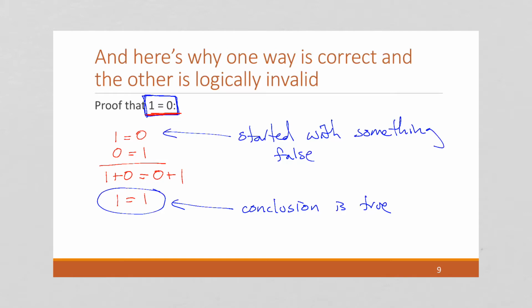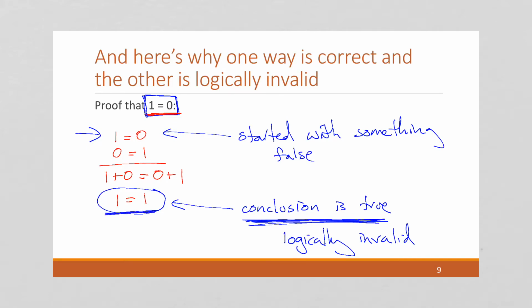Right? If we recall from Module 2, if we start with false premises, the argument is unsound. So even though we prove something true here, this conclusion is logically invalid. Because, again, even though this is true and we know it's true, we started with something false.